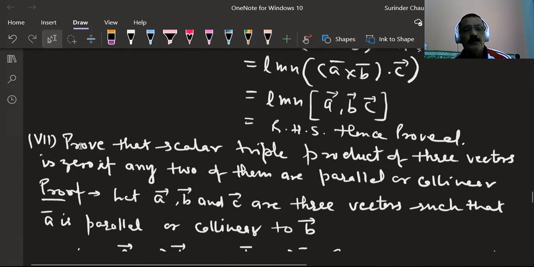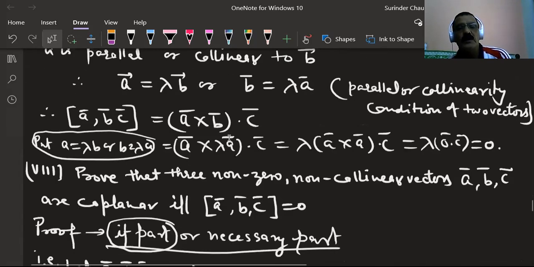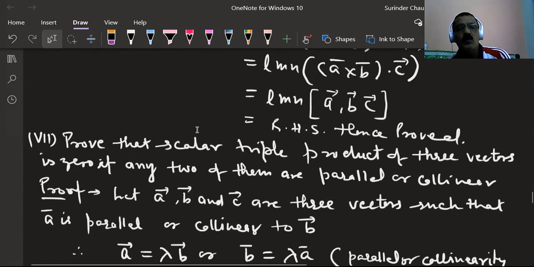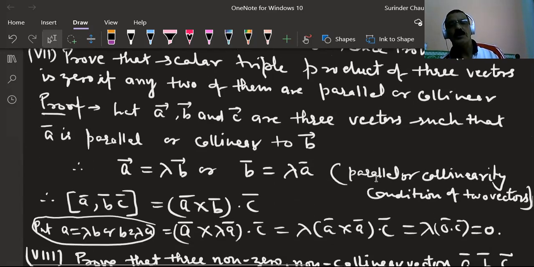Now the next property is: prove that the scalar triple product of three vectors is 0 if any two of them are parallel or collinear. Let us suppose we take three vectors such that A is parallel or collinear to B. So this is a polarity condition.